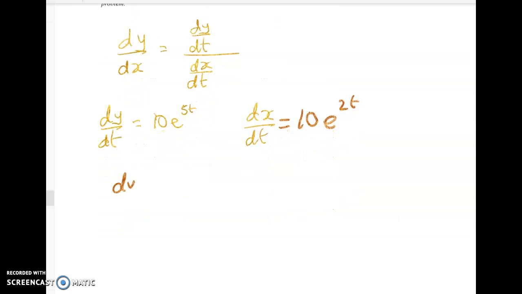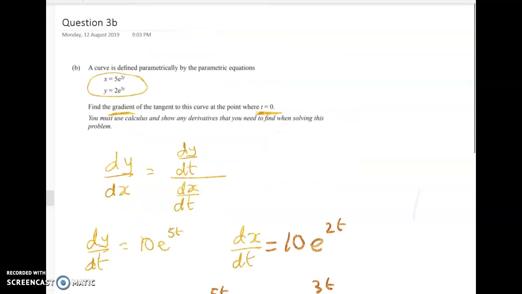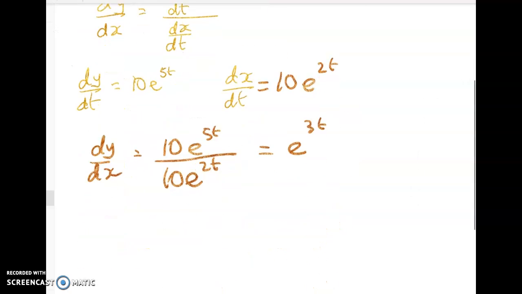That gives us dy by dx is equal to 10e to the 5t over 10e to the 2t, and that equals e to the power of 3t. And we just have to evaluate that at the point where t equals 0. So now we have to substitute in. And we get e to the power of 3 times 0, which is simply 1.